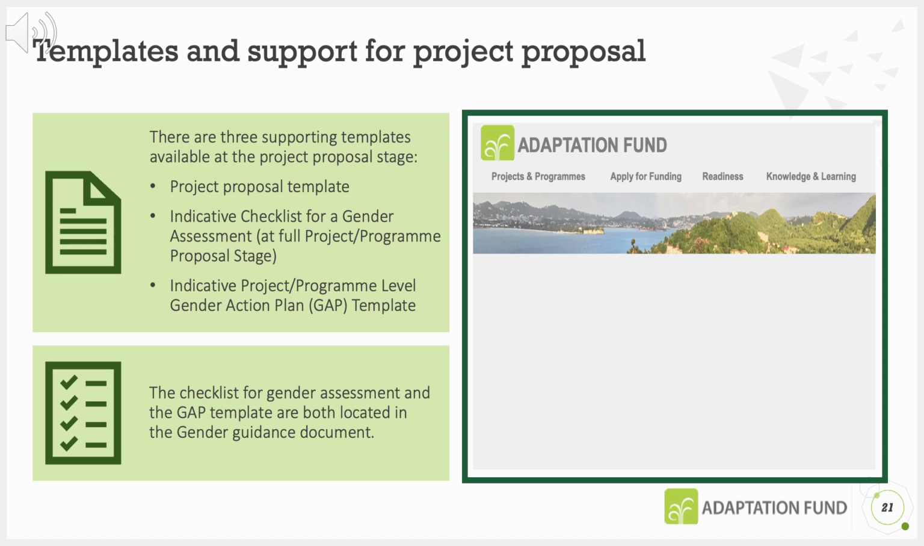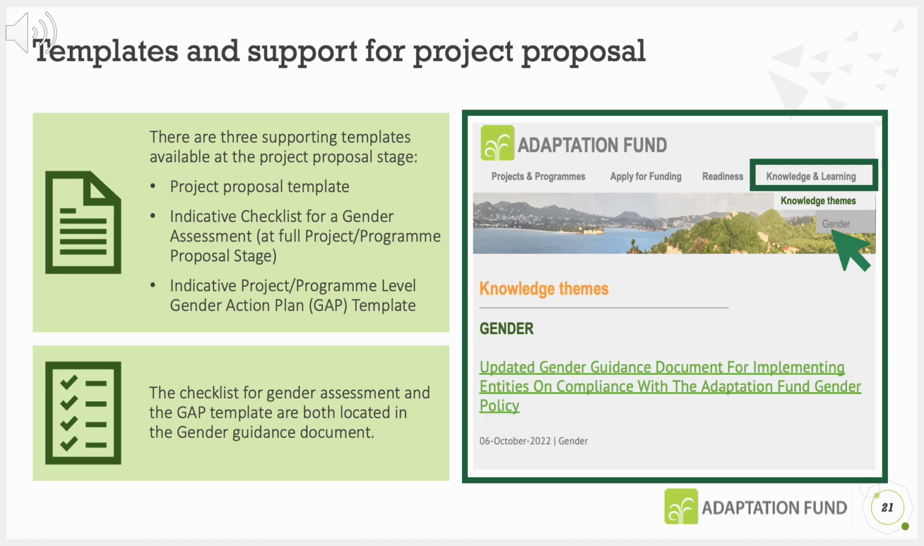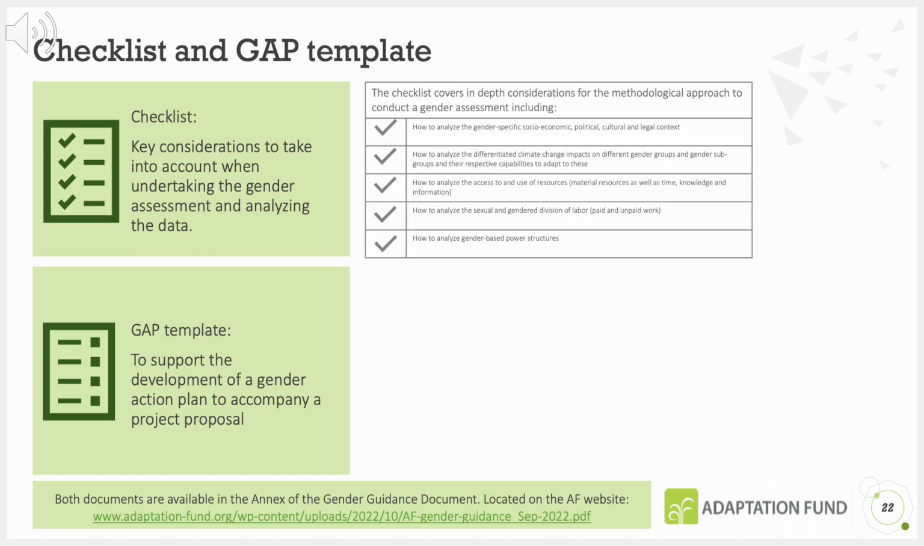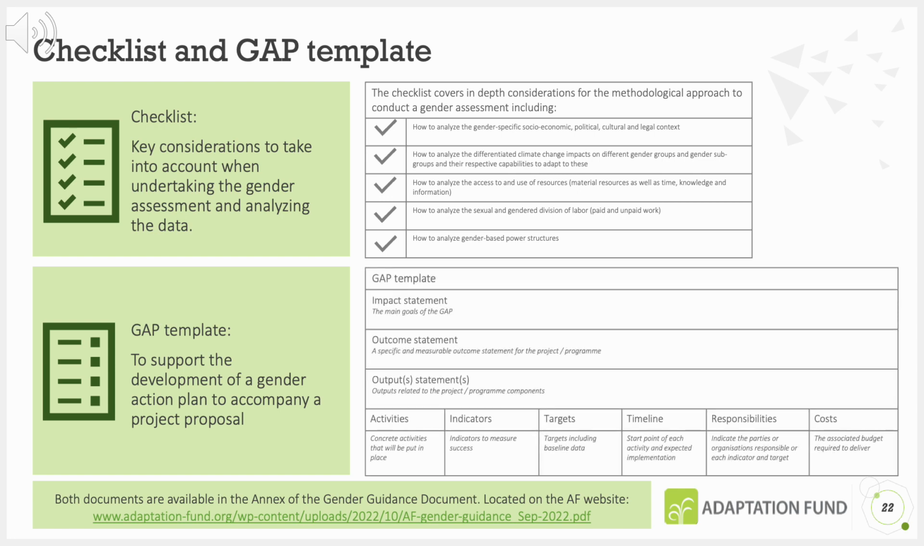located on the Adaptation Fund website under Knowledge and Learning, Knowledge Themes, and gender. The checklist provides a full list of key considerations to take into account when undertaking the gender assessment and analysing the data. The Gender Action Plan template covers all necessary sections of the Gender Action Plan.